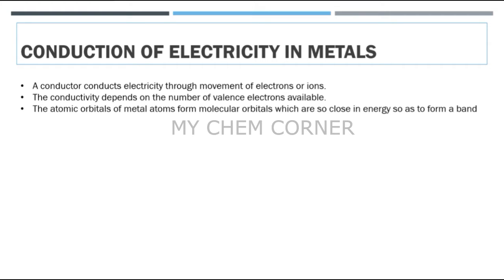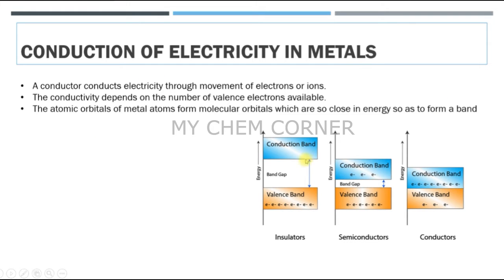Atomic orbitals of metal atoms form molecular orbitals which are so close in energy as to form a band. When you're talking about a band, this is what a diagram of a band looks like. For conductors, the valence band is nothing but the outer shell electrons arranged in the metal. Now what happens when the electrons are excited, say for example you're trying to heat that particular metal? The metal is going to absorb the heat, and who's going to be affected by this? The electrons that are present in the valence orbital.